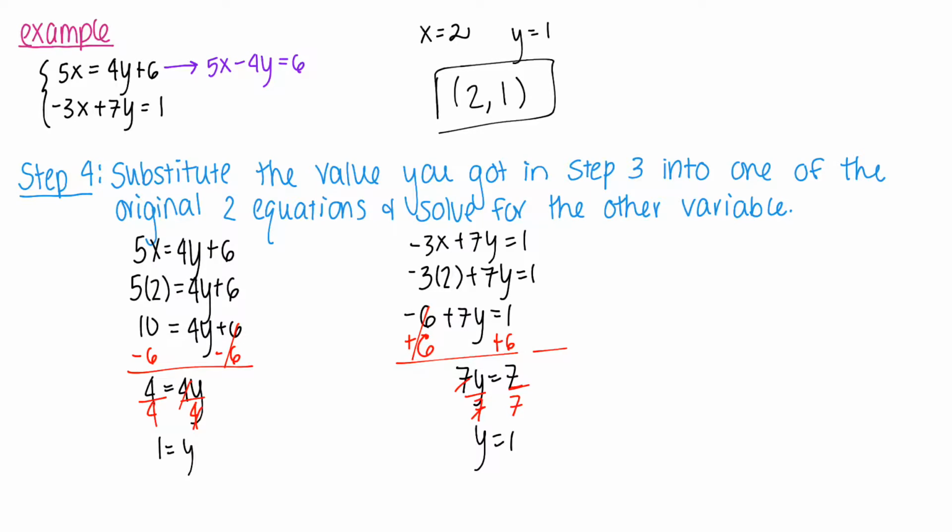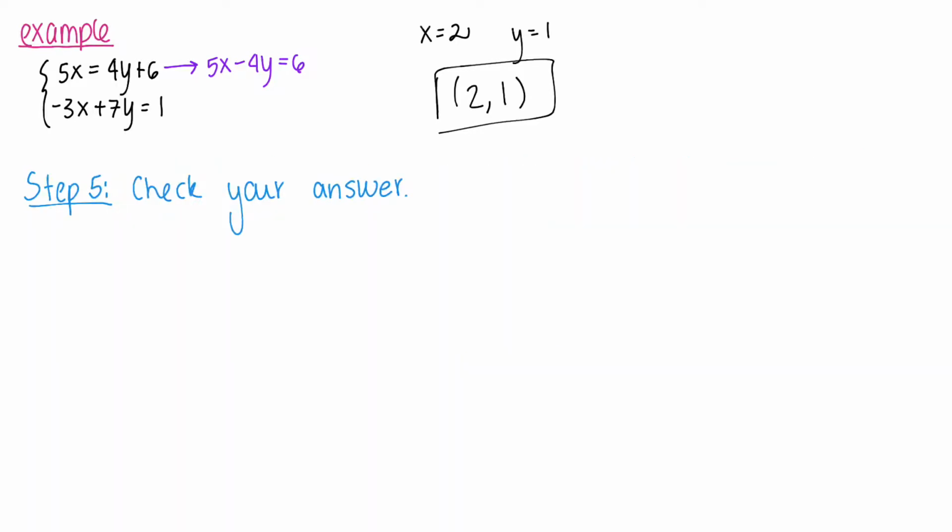Our final step on these, checking our answer. So we're going to plug our answer into both of these equations, the originals, and make sure that everything comes out okay. So 5x equals 4y plus 6. 5 times 2 is equal to 4 times 1 plus 6. 10 is equal to 4 plus 6. That looks good. So we're good in the first equation.